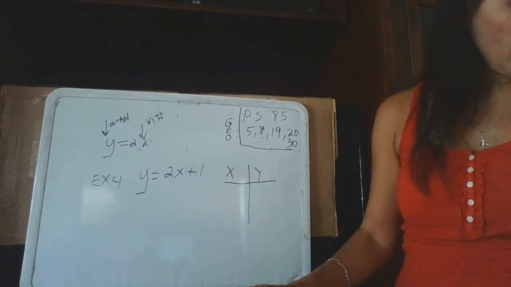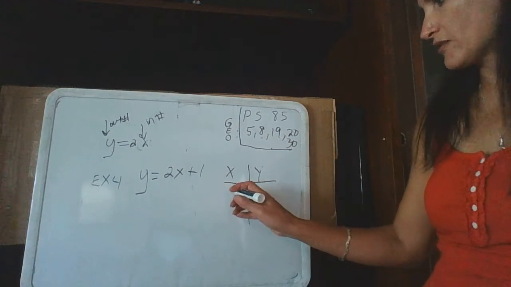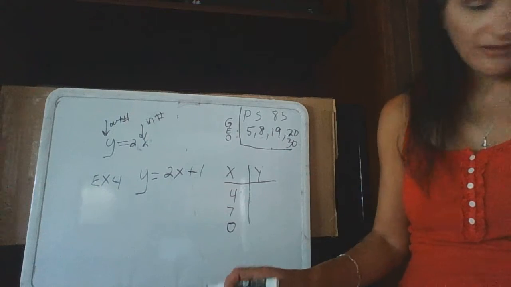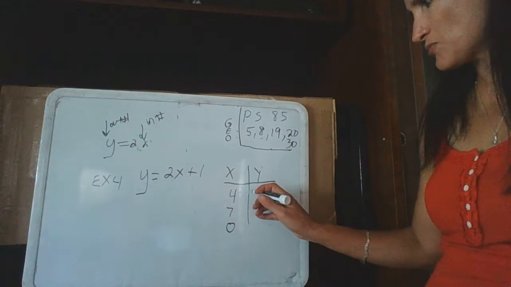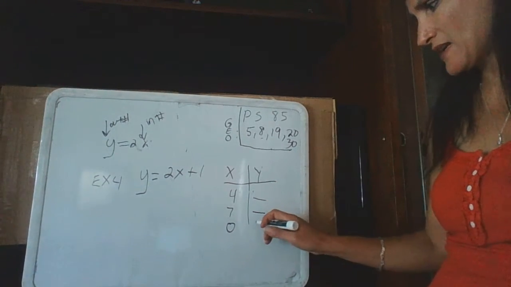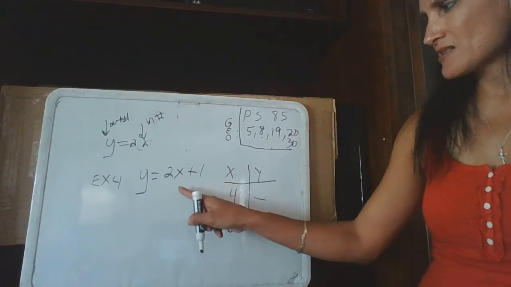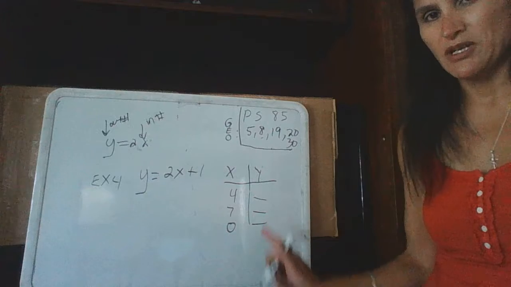So they give you the x's are 4, 7, and 0. And they don't give you the y's, they're just blank. So I'm going to just put blanks. They have boxes, but I'm going to put blanks. But I can apply this rule here to find my y's.